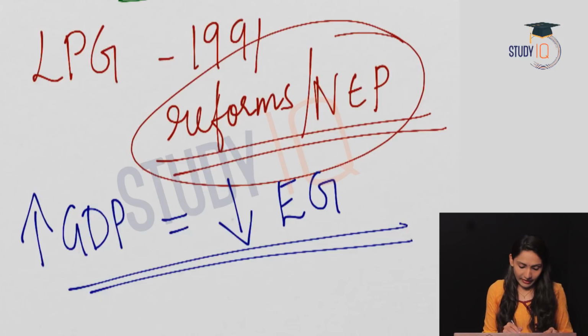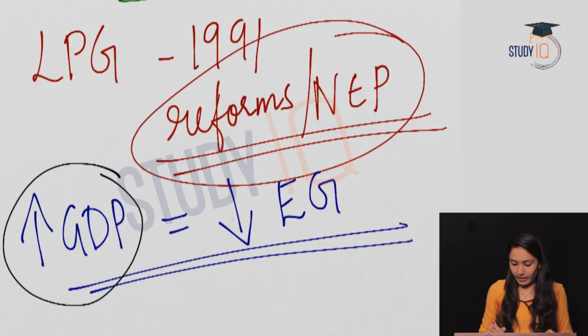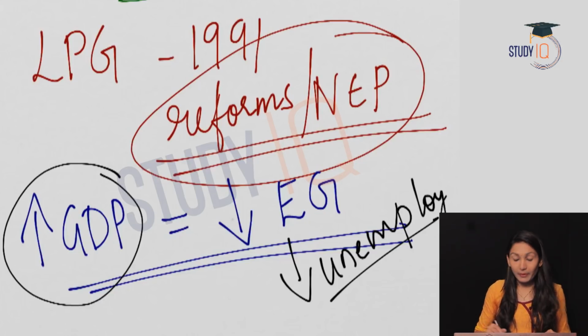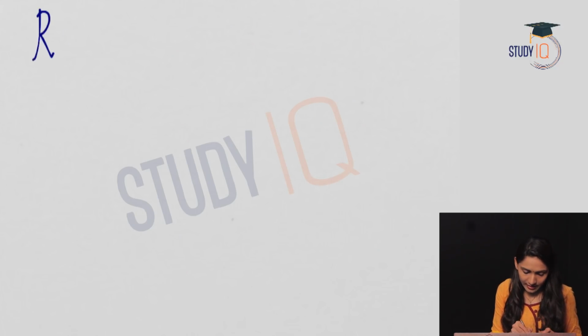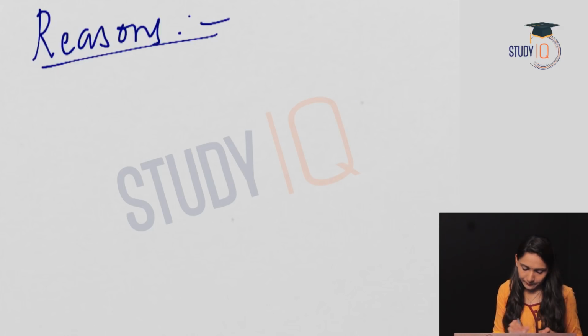Ideally in an economy, when the GDP grows, it should reduce the unemployment rate. But in the case of India, we have seen that the rate of growth in employment has reduced. Let us analyze the reasons for jobless growth in India. We are discussing the reasons from the Indian context.